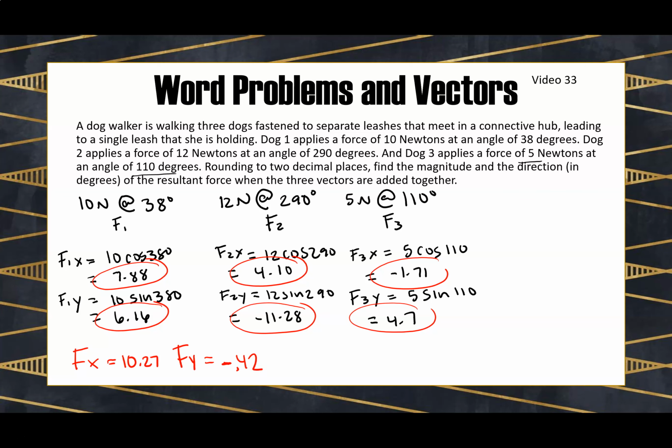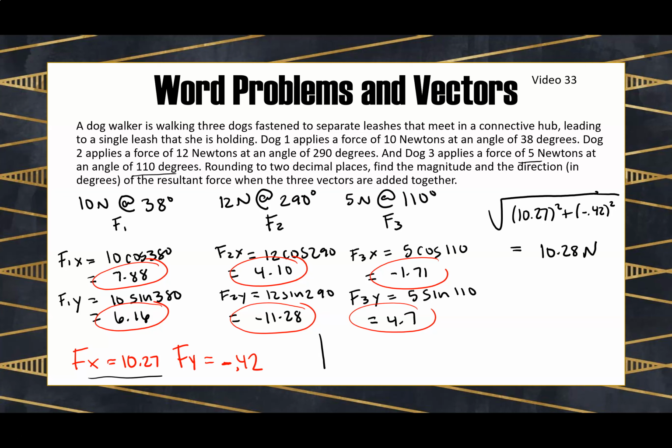All right, so let's find the magnitude first, then come back to the angle, just because I'm feeling it. So our magnitude is going to be the square root of 10.27 squared, which comes from my f sub x right here, plus negative 0.42 squared. So that's going to give me 10.28 newtons.